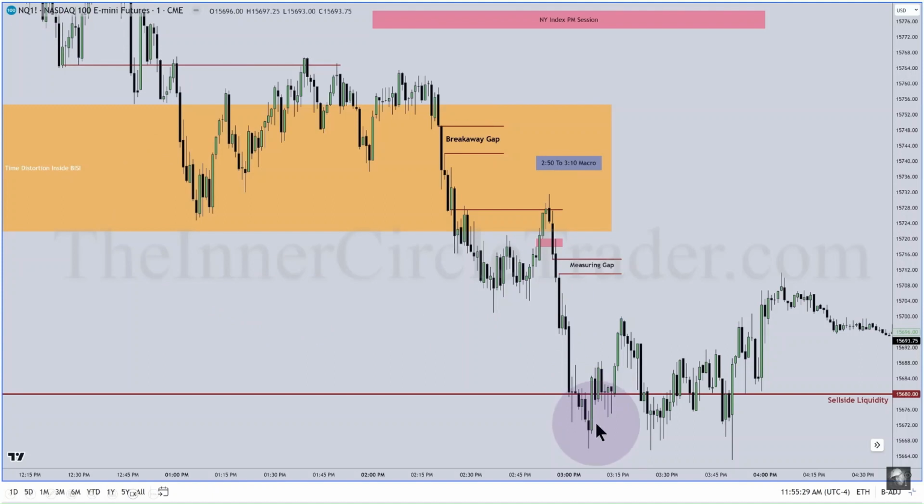The market finally rips below the sell side liquidity, does it multiple times in here, and then consolidates at the close going into 20% of the range of NASDAQ's weekly candle.